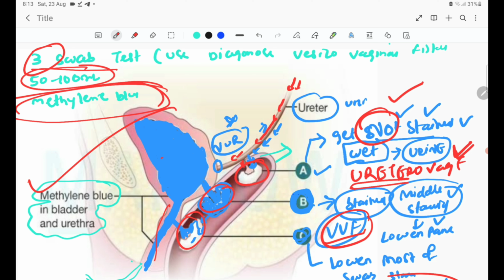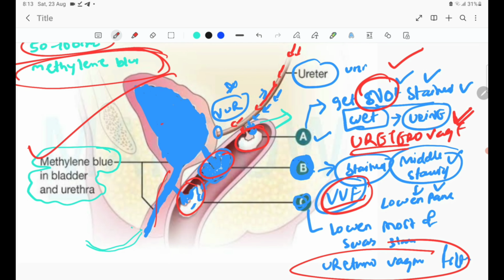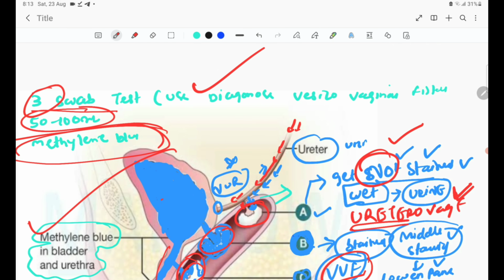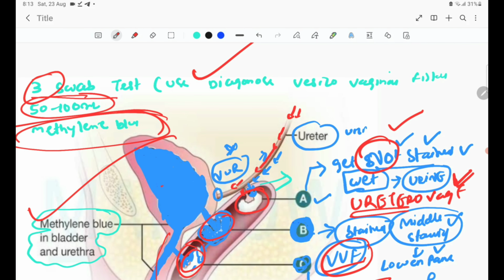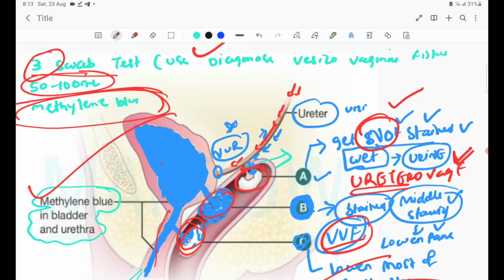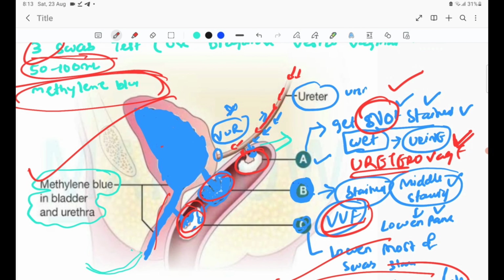If the middle part of the swab is stained, it is communicating with the bladder, a vesicovaginal fistula. If the lower part of the swab is stained, it is called a urethrovaginal fistula. It is a very simple test to detect all these vaginal communications from the urogenital tract. This is a very important question that can be asked any time in the NEET PG exam. So please remember the three swab test: 50 to 100 ml methylene blue, three swabs, uppermost, middle, lower. Uppermost not stained, only wet, is ureterovaginal. Middle swab stained is a bladder fistula, VVF. Lowermost part stained is urethrovaginal.